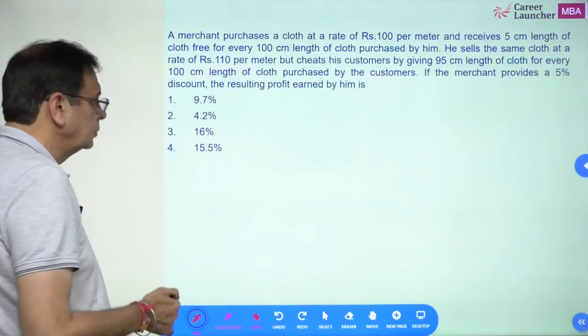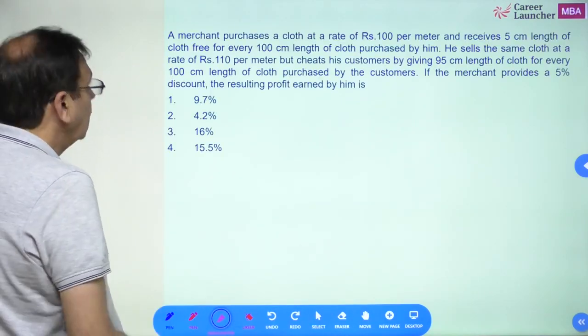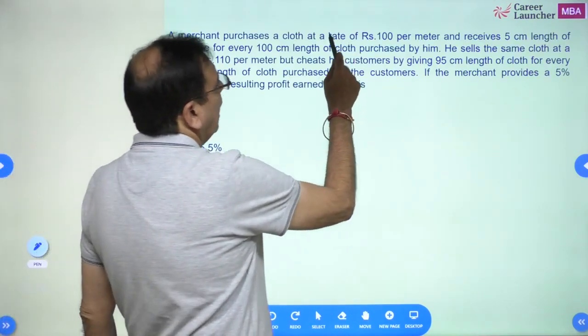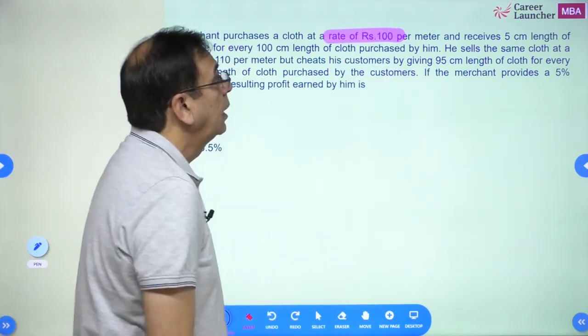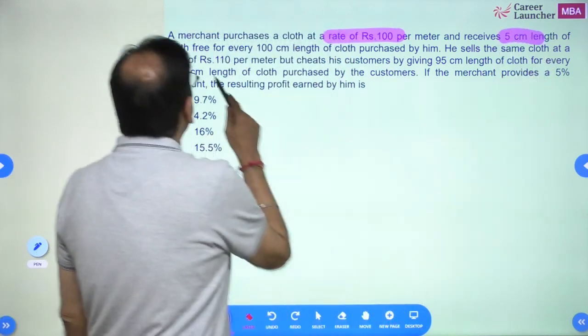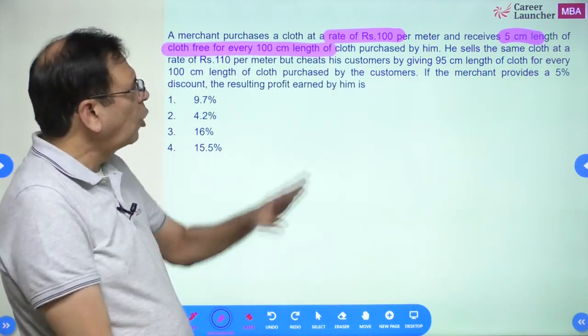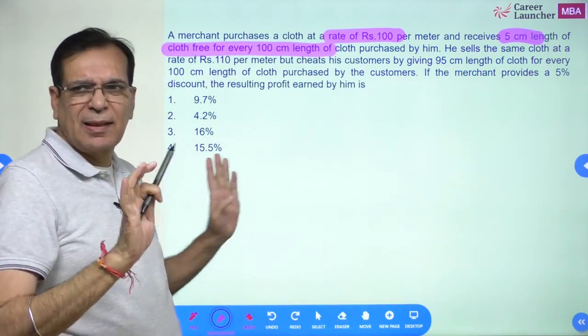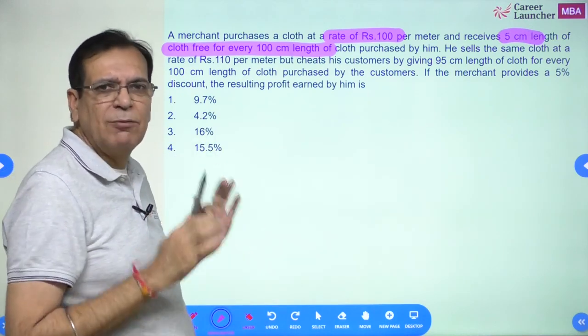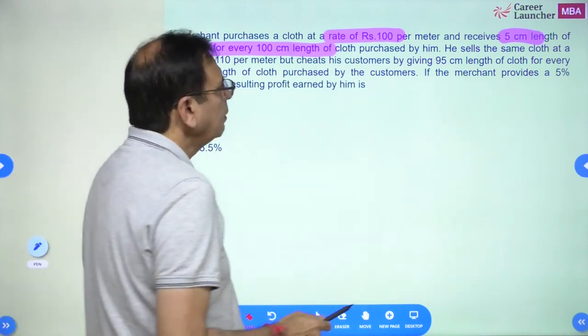Question 12. A merchant purchases a cloth at a rate of 100 per meter and receives 5 centimeter length of cloth free for every 100 centimeter cloth purchased by him. यानी 100 रुपए दिए 105 सेंटीमीटर लिए. That's exactly what they're saying. You are getting 105 centimeters for 100 rupees.